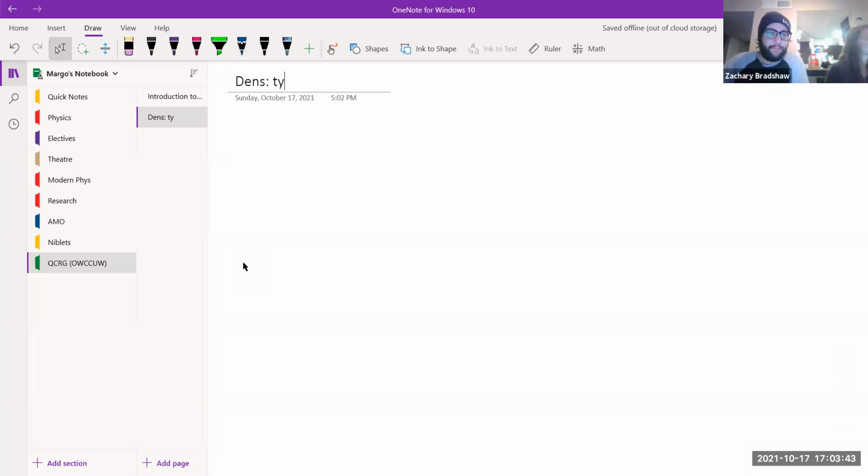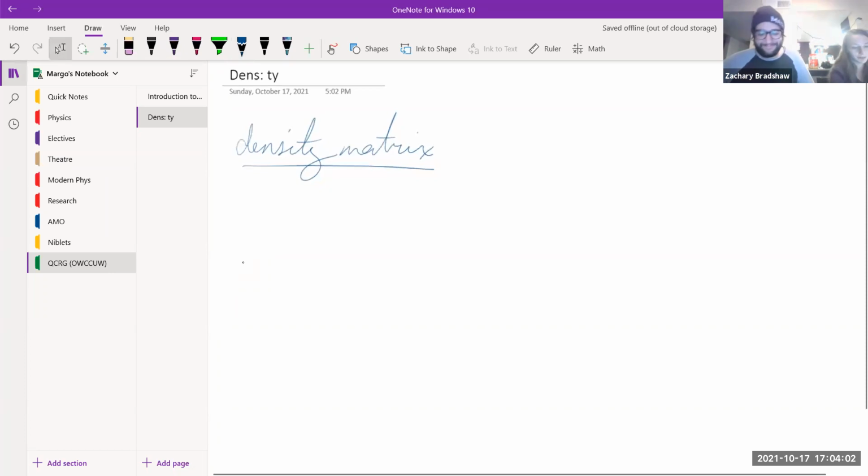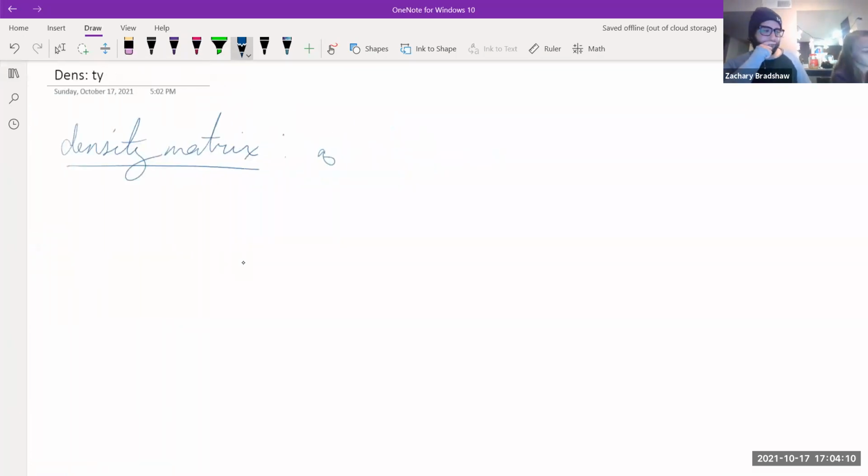All right. Density operators. So what is a density operator and why do we care? That's our first most important point. So a density operator, or equivalently a density matrix, is one way. I hope y'all can read cursive because that's how I write. If not, you'll be able to read whatever Zach writes. So a density matrix is a way to describe a quantum state.